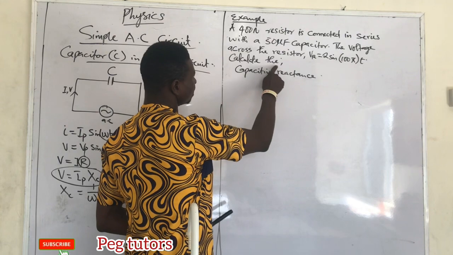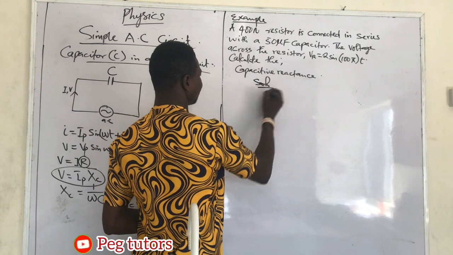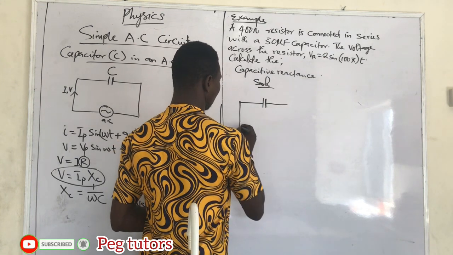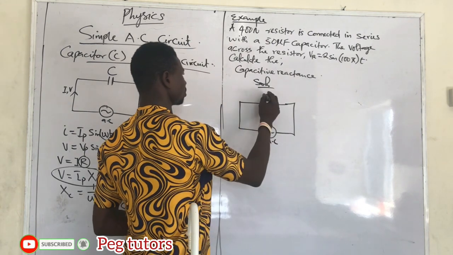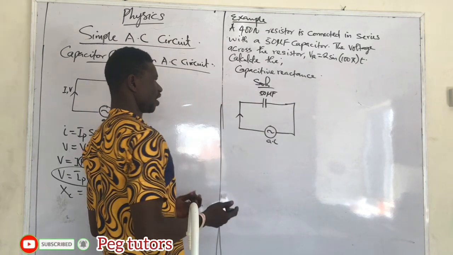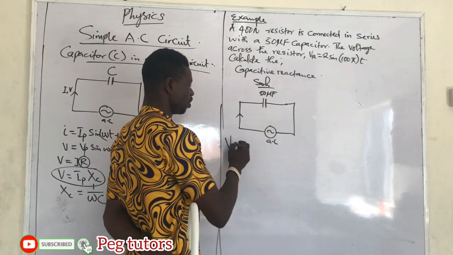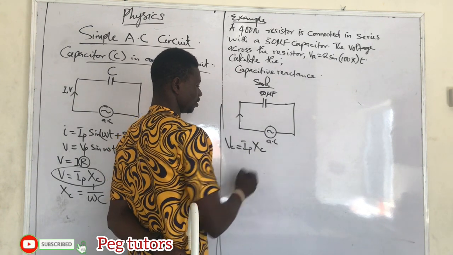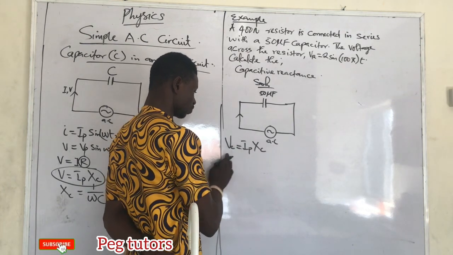Now, it says we should calculate the capacitive reactance. Let's draw our diagram first. This is our AC source, and this is a capacitor which is 50 microfarad. What they said we should calculate is the capacitive reactance. From VC, we have IpXC, but what they want us to calculate here is XC.